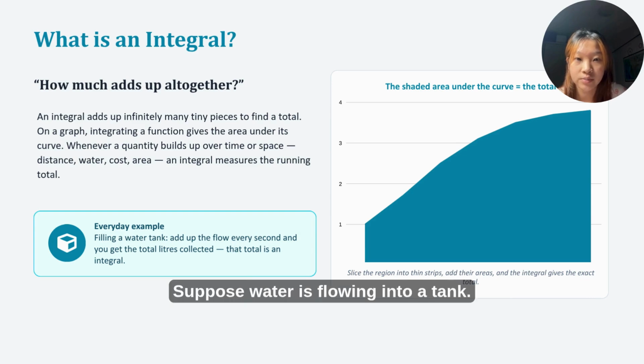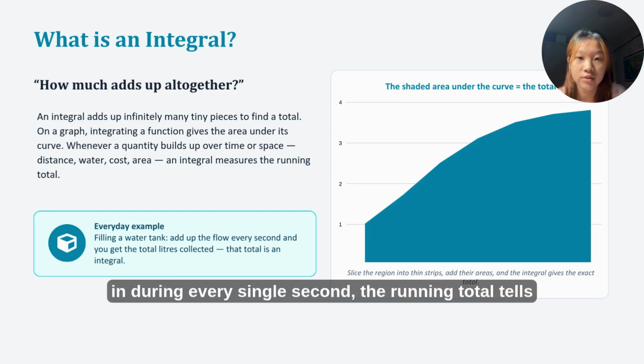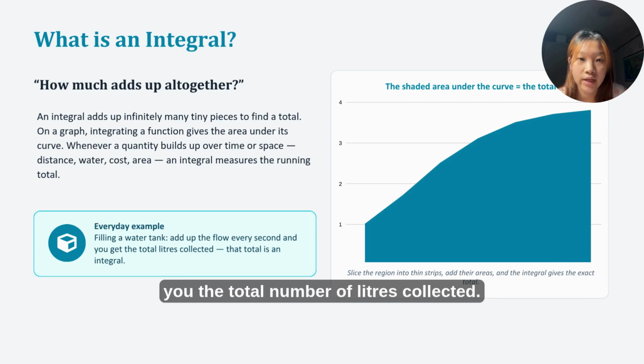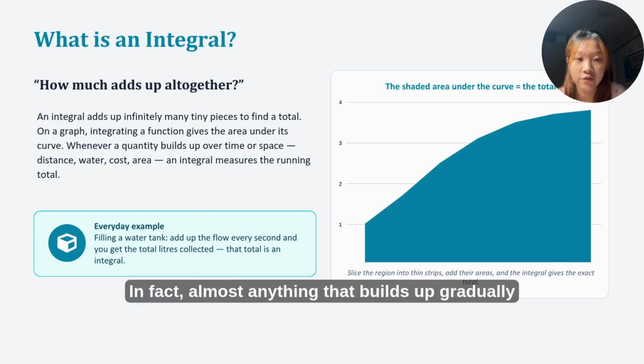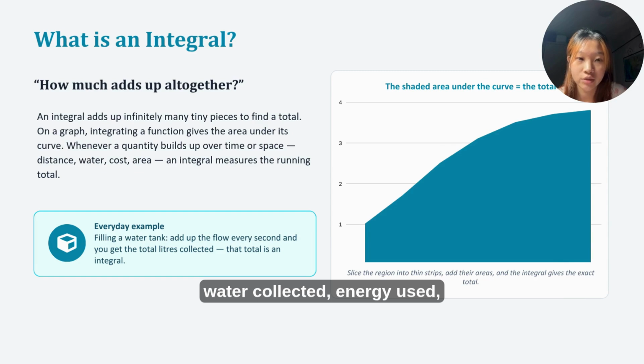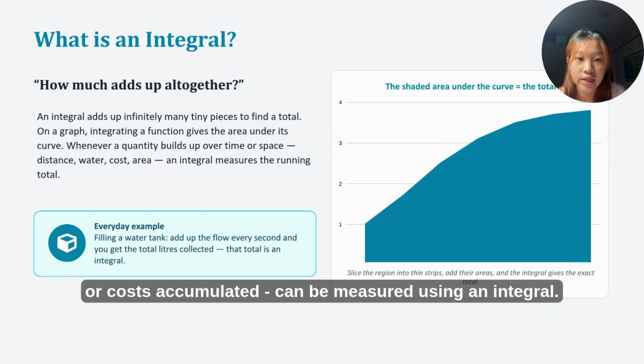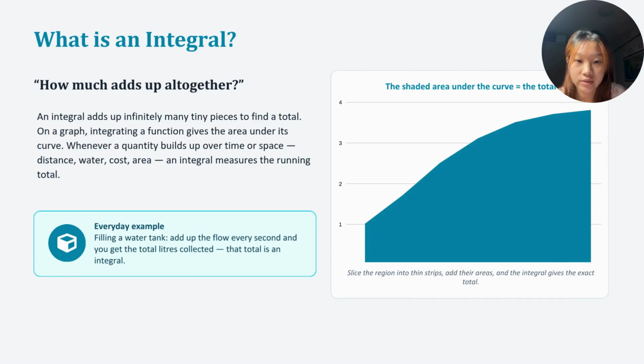Let me give you a simple everyday example. Filling a water tank. Suppose water is flowing into a tank. If you add up how much water flows in during every single second, the running total tells you the total number of liters collected. That accumulated total is precisely what an integral calculates. In fact, almost anything that builds up gradually over time or over space, distance traveled, water collected, energy used, or cost accumulated, can be measured using an integral.